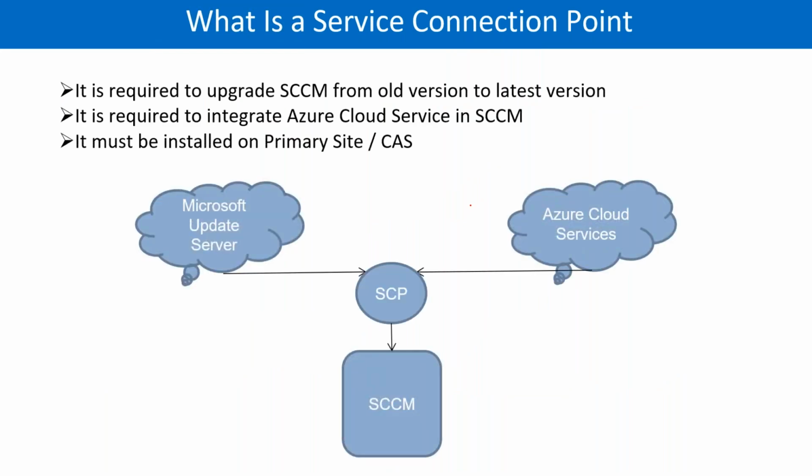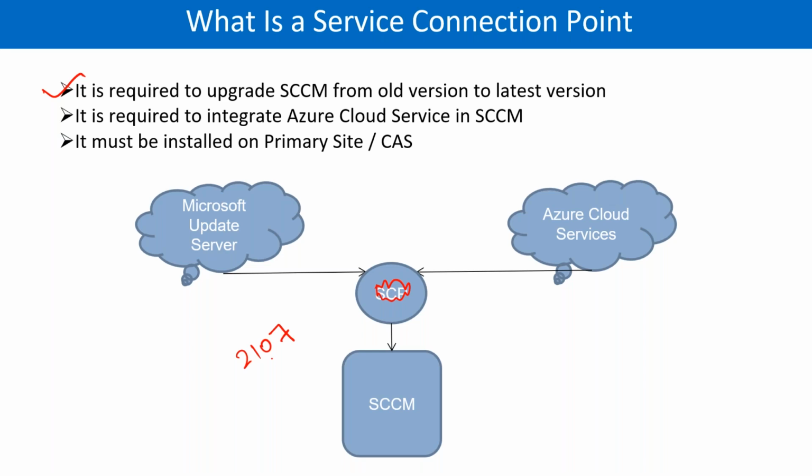Service connection point. Service connection point is to upgrade SCCM from an old version to the latest version. So right now, what is the latest version of SCCM? Can anyone tell me? 2107, right? 2107 is the latest and greatest version of SCCM.